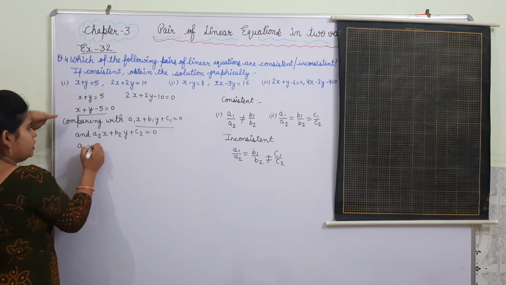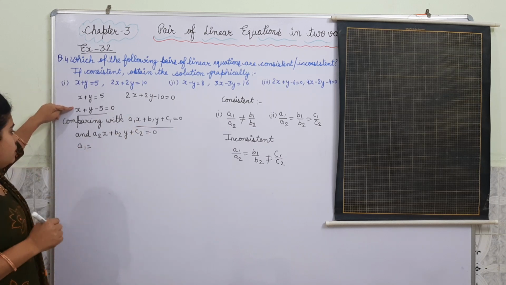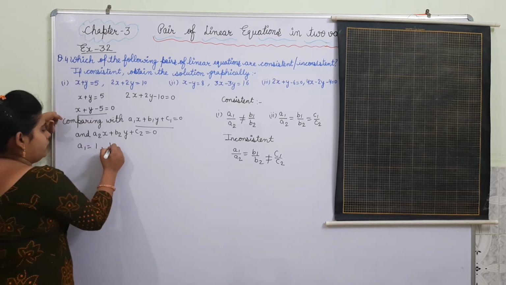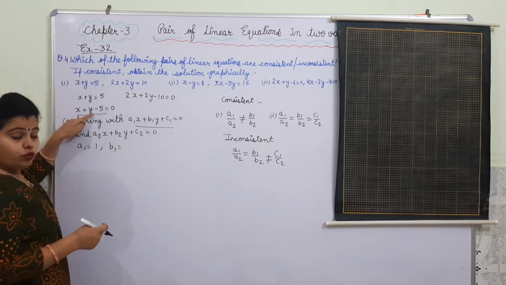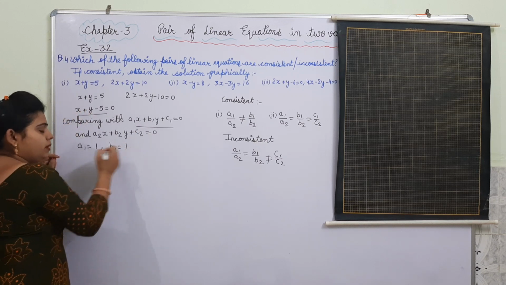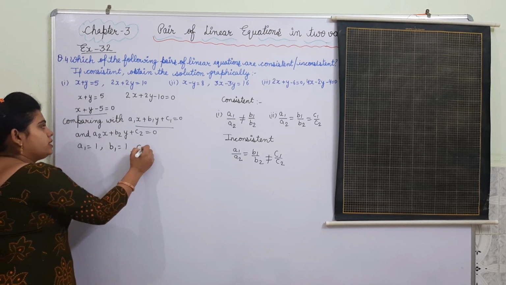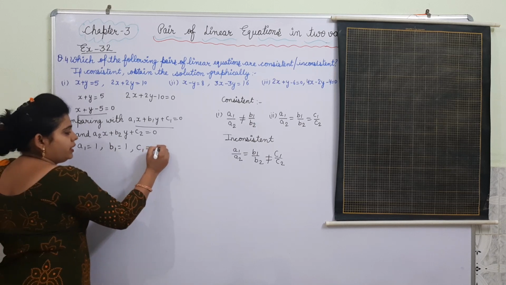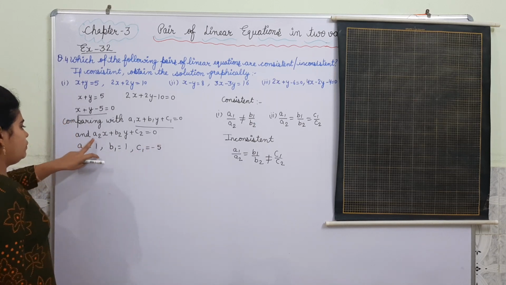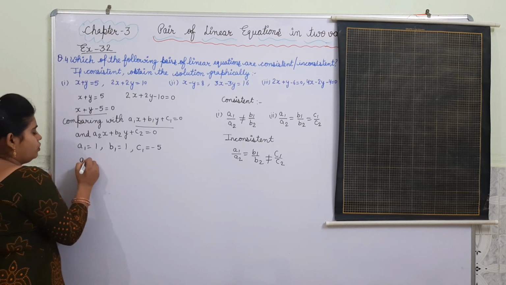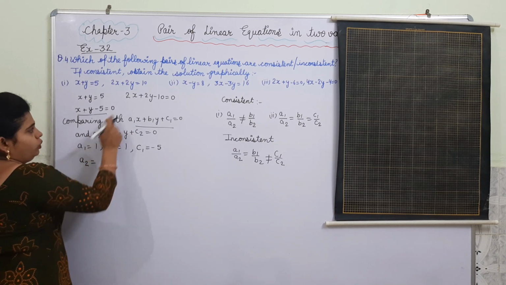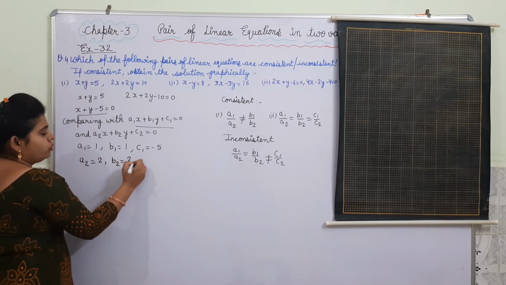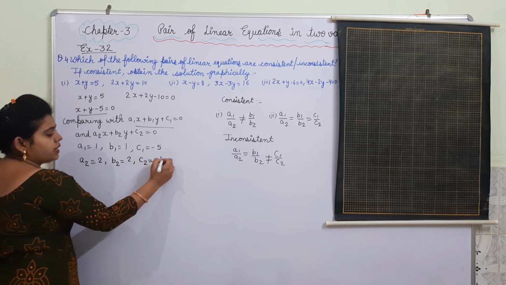From here a1 is equal to, what is the coefficient of x here? 1. So the value of a1 is 1. b1 is the coefficient of y, and here the coefficient of y is 1. So again b1 is equal to 1. c1, what is the value of c1? c1 is equal to minus 5. Now we will find the value of a2. a2 is equal to 2. b2 is equal to 2. c2 is equal to minus 10.